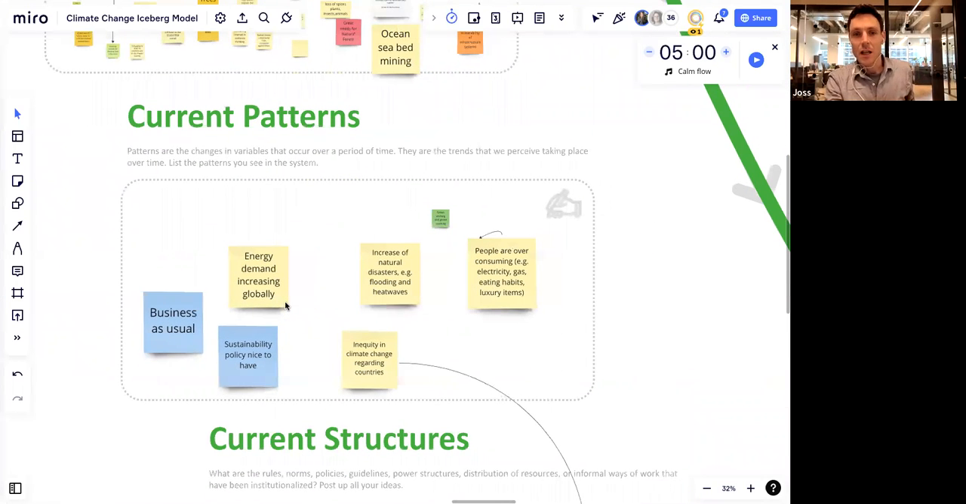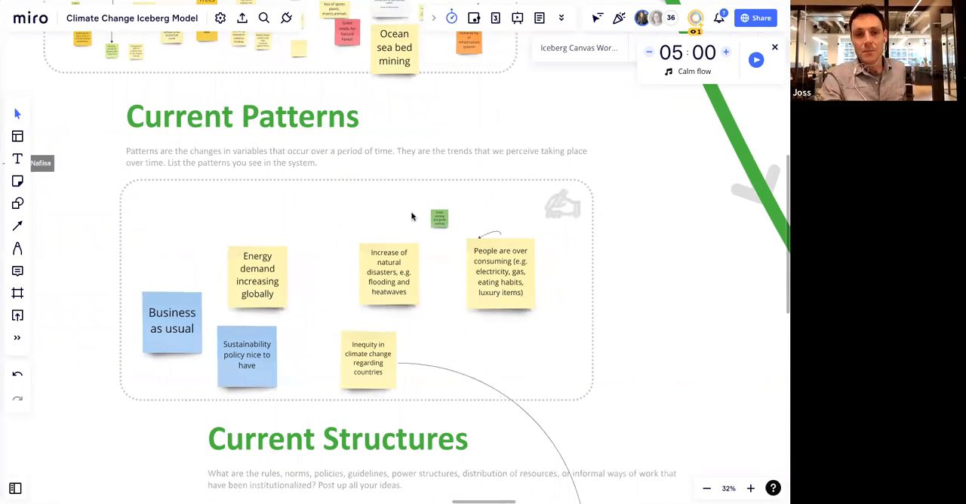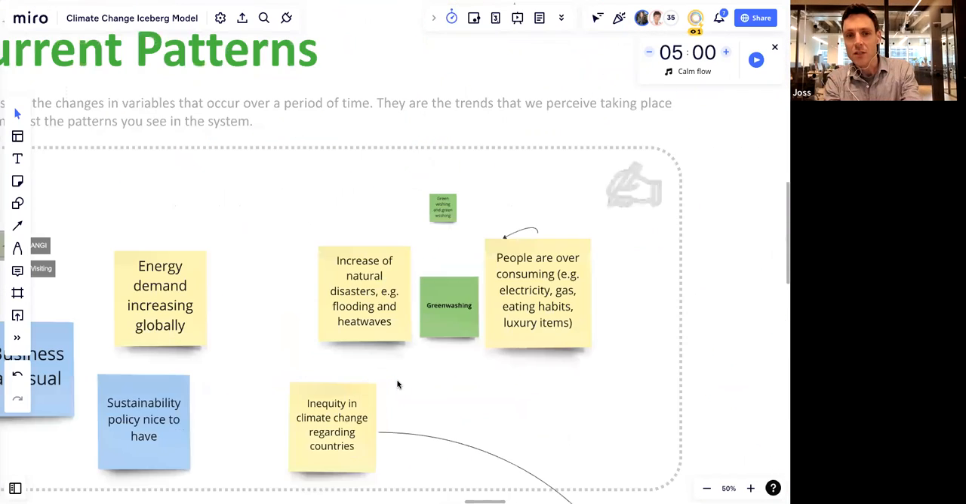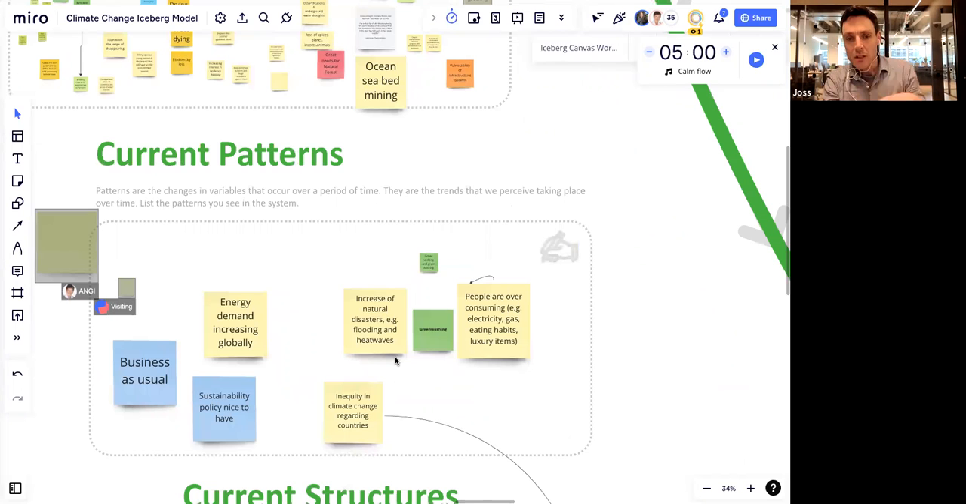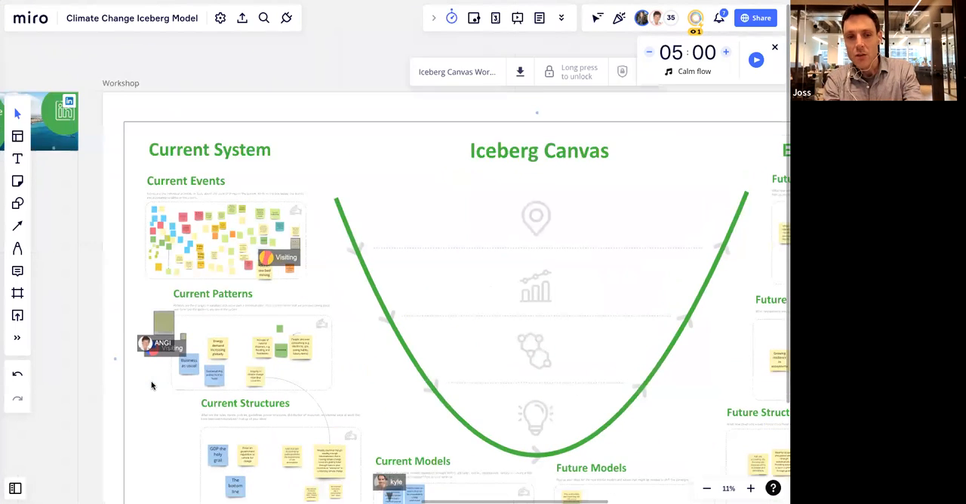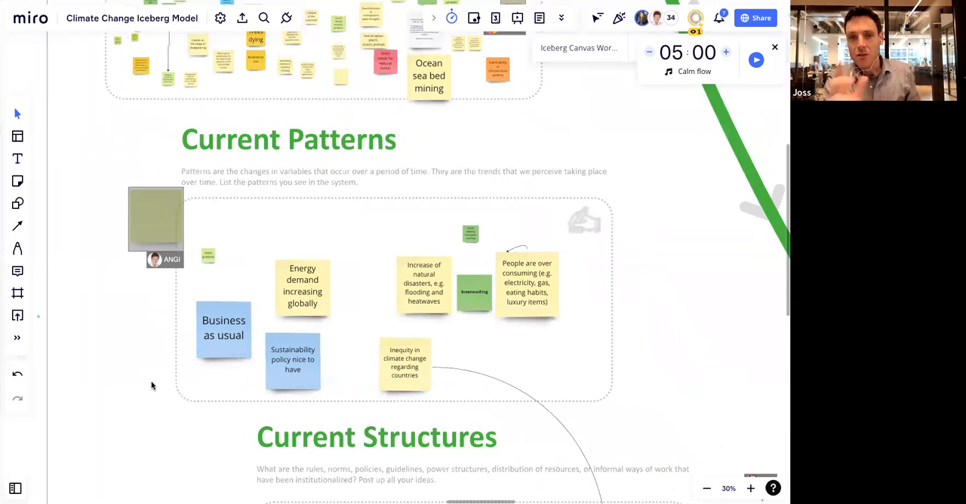The next one here is around current patterns. So patterns are the changes in variables that occur over a period of time. They are the trends that we perceive taking place over time. So these snapshots up here are actually the product of underlying patterns and trends over time. So we're going down one level of the iceberg here. We're getting to something more fundamental. What's happening over time? These patterns and trends. We want to explore that now.